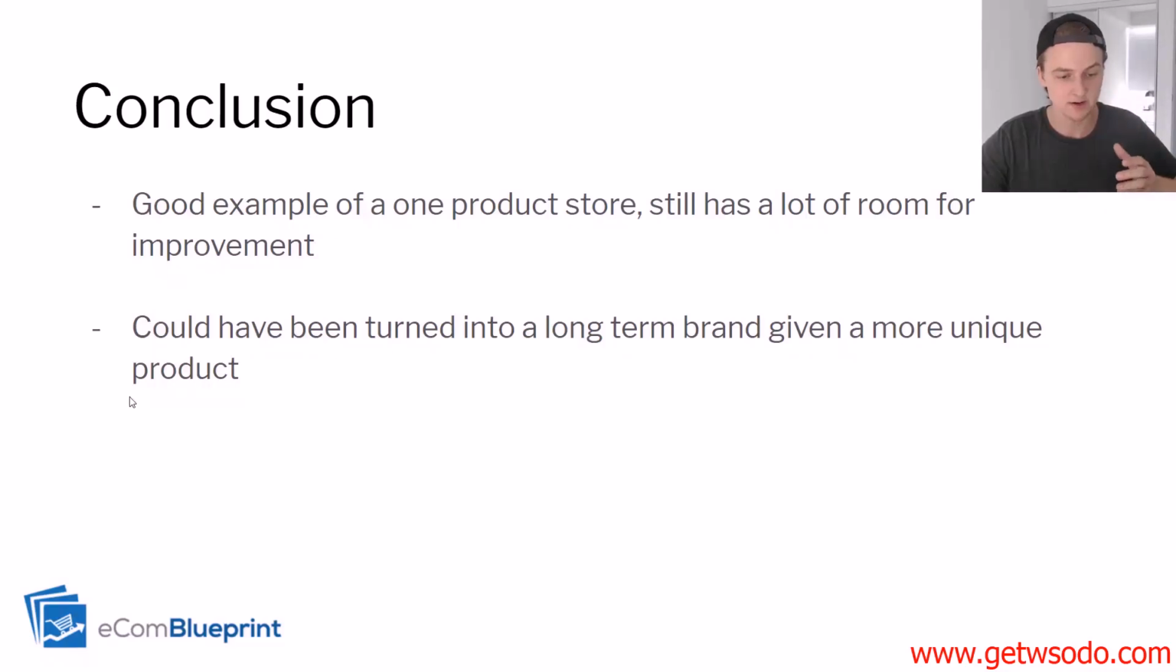But the main thing here is that to become a long-term brand, I think you need some sort of differentiation, like what Purple did, right? Even just having a different color of cushion could be enough to build a long-term brand. But if you're selling a generic product that's almost kind of commodified, right, that you can get anywhere, that doesn't work for a long-term brand. That's why I said that given a more unique product, I think this could have been scaled into a long-term brand similar to Purple.